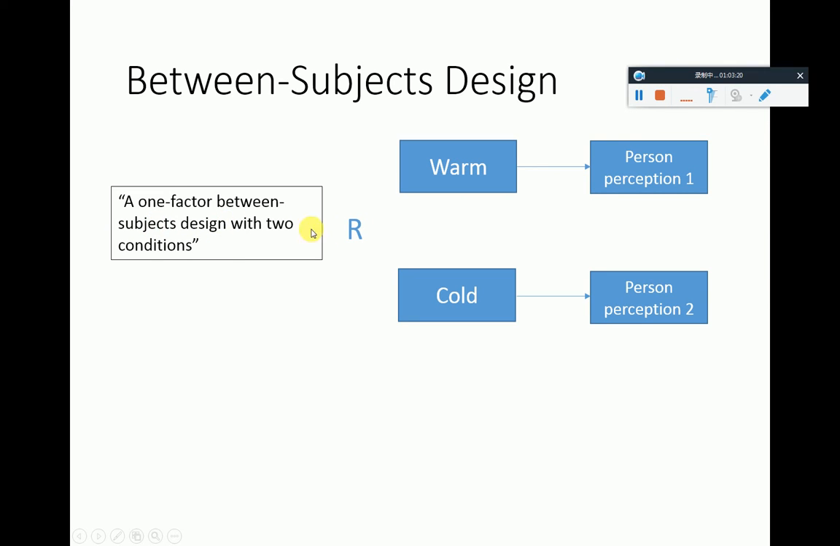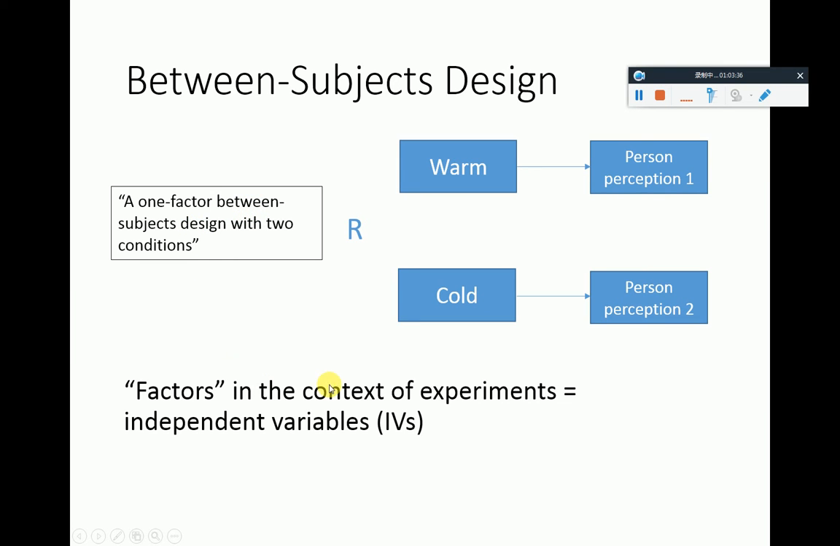So that's why we call it a one factor interpersonal warmth design. That's the factor, that's the independent variable, which has two conditions in a between subject design. So factor, in the context of experiments, is the same thing as independent variable, or IV. So we can use factors or IVs interchangeably.